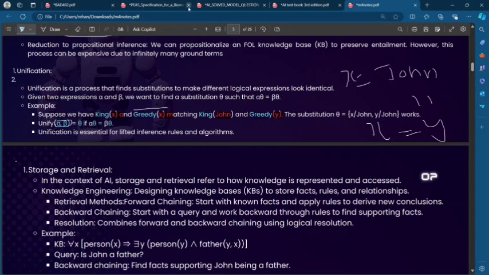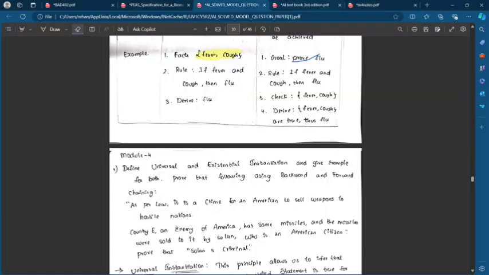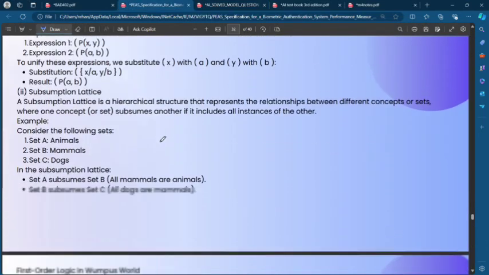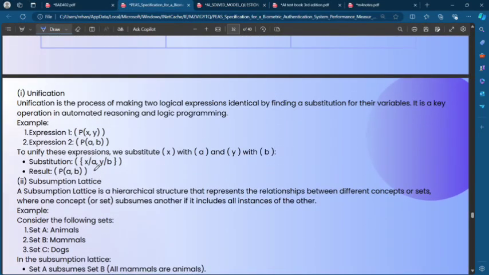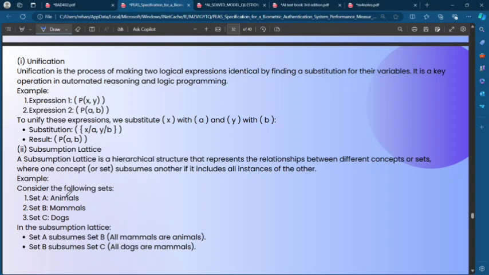Unification is essential for lifted inference rules and algorithms. Let me see if I have something about the subsumption lattice. The same thing is written here. Subsumption lattice is a hierarchical structure that represents the relations between different concepts or sets. Instead of subsumption lattice, you can simply remember it as subset. Don't get confused. It is like a subset with one concept or set subsuming another if it includes all the instances of the other.